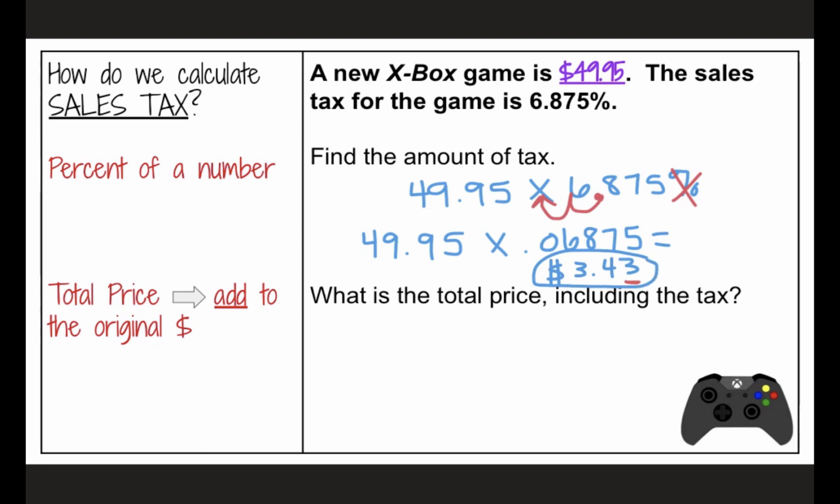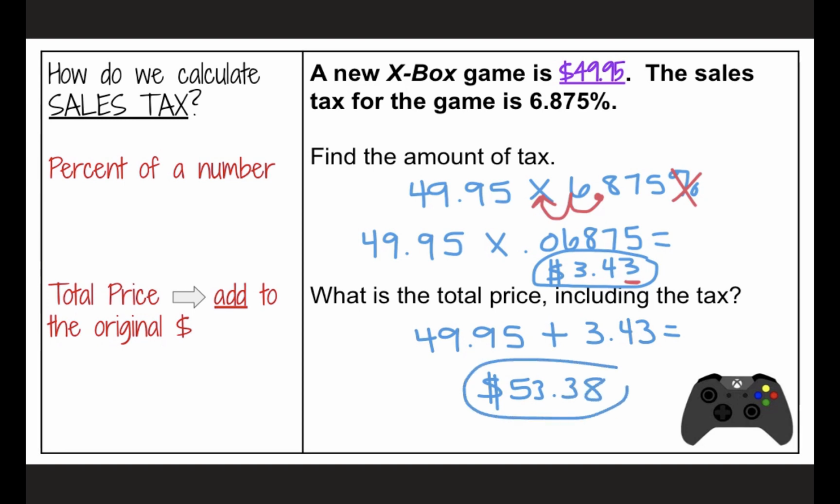Sales tax is an additional amount you pay on certain goods. So what is the total price, including the tax? To calculate that, we're going to add the tax to the original cost, since tax is an additional amount. So the original cost was $49.95. We're going to add our $3.43 that we have to pay in tax. Go ahead and calculate that. What's going to be the final cost of that Xbox game?